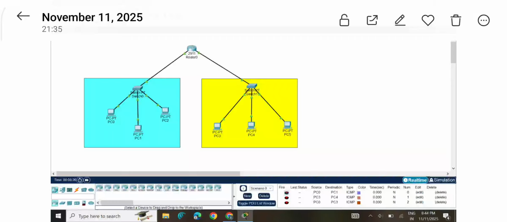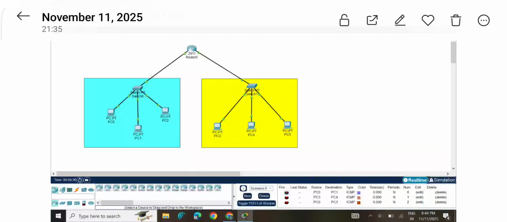Each PC was configured with a unique IP address, subnet mask and default gateway pointing to its respective router interface. For example, PC0 had an IP of 192.168.10.2 and a gateway 192.168.10.1, while PC3 had an IP 192.168.10.130 and a gateway 192.168.10.129. After configuration, we used the ping command to verify the connectivity.